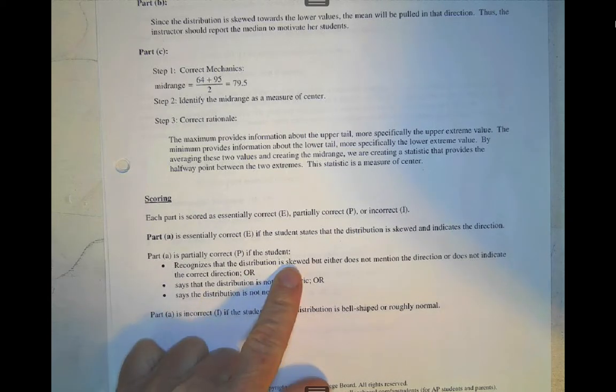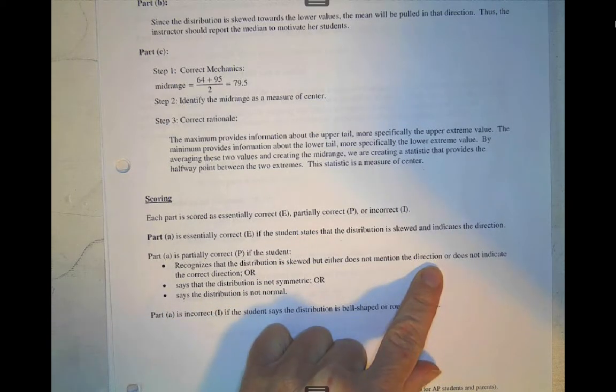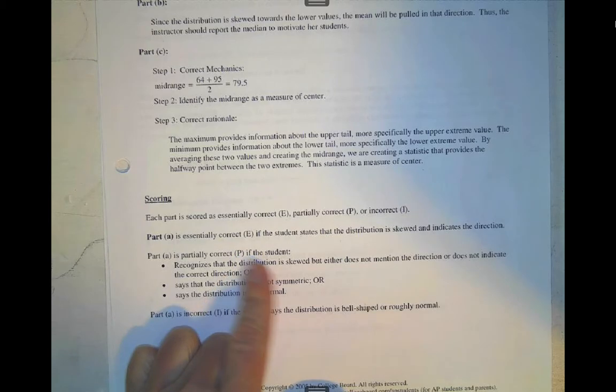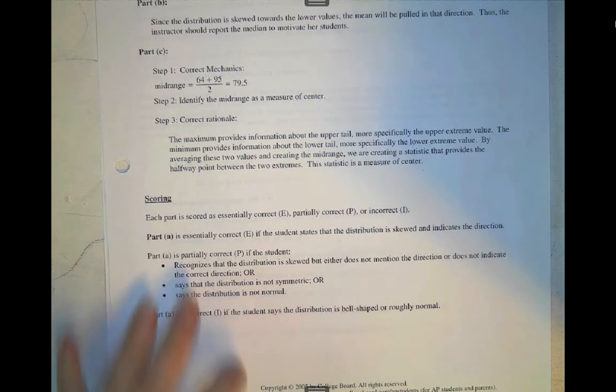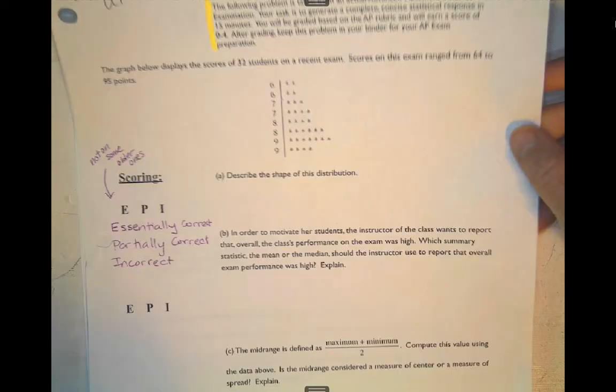If you just would have said it's skewed, but you didn't mention the direction, so you didn't say it was left, then you would have gotten a P. Or if you just said it was not symmetric, you would have gotten a P. Or if you said it was not normal, you would have gotten a P. You wouldn't have said this at this point. We haven't talked about that yet.